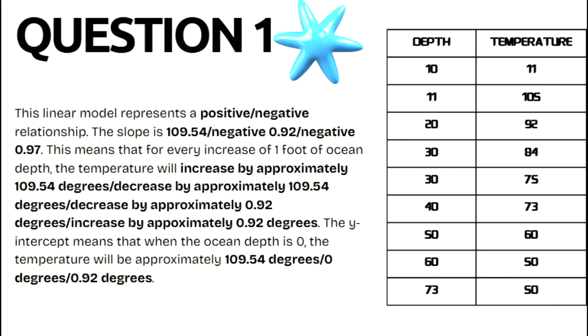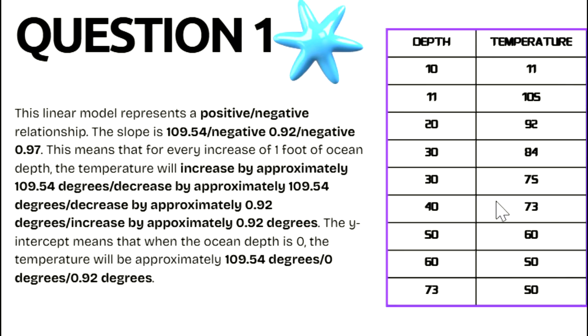Here's question 1. This one is yours. If you can't do it quite yet, it's okay. We're gonna get there. Okay, you should be able to answer this reasonably well. This linear model represents a positive or negative relationship. Let's stop and look at this. It's going up, up, down. Okay, so depth 10, 11, 20, 30, 30, 40, 40, 40.